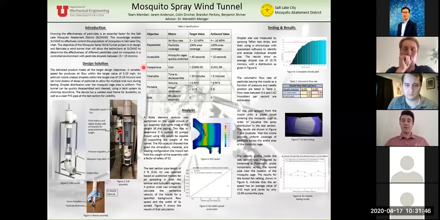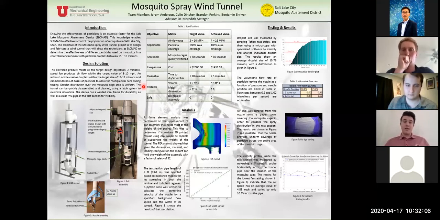Because of how accessible the mosquito cage is, it's also very cleanable. As I mentioned, things can be taken apart very quickly, and that means it can be cleaned in under 5 minutes. It's also portable. The largest dimension is 5 feet, which gives our volume of 5 cubic feet, and it fits in a passenger car. It's also safe.